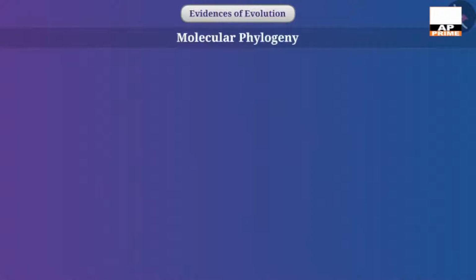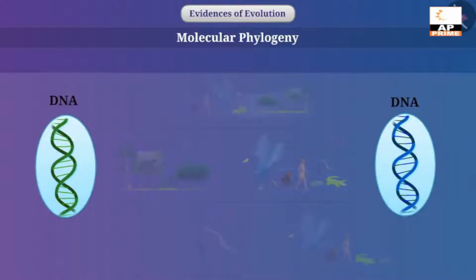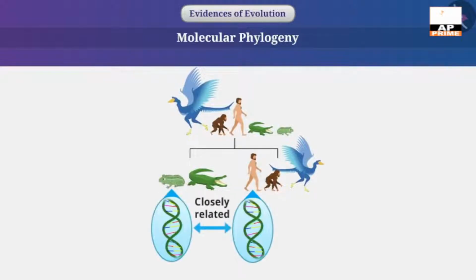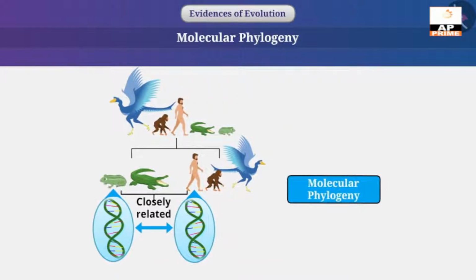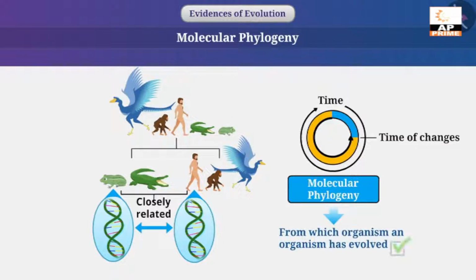Molecular phylogeny. The changes occurring in DNA during reproduction are a basic event in evolution. These changes progressively accumulate in the next generation. If the DNA of two organisms is closely related, then it means that the two organisms have a close relationship. Molecular phylogeny deals with tracking how these changes took place in the past. From this, it can be identified from which organism an organism has evolved.